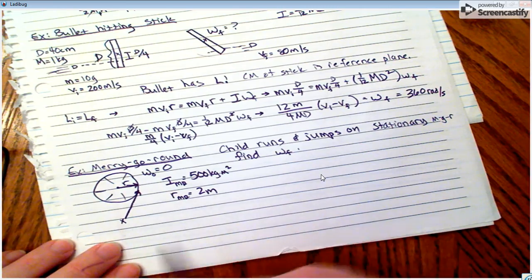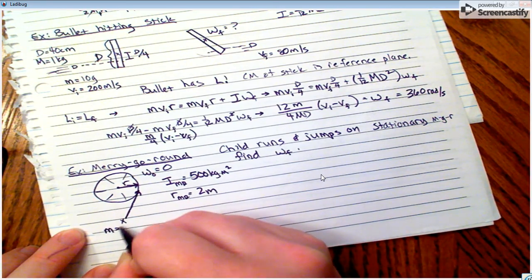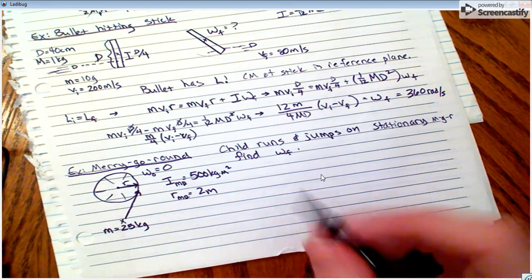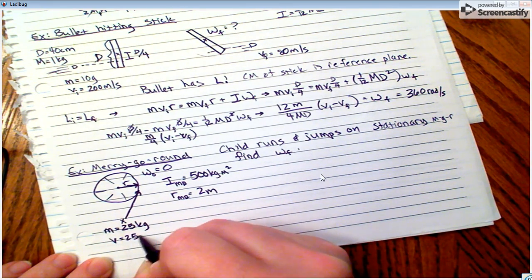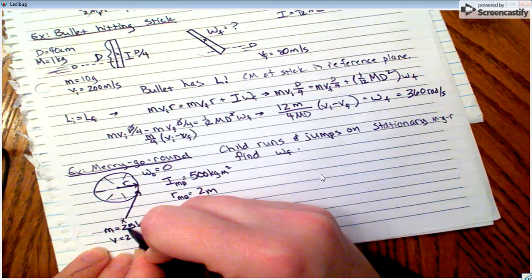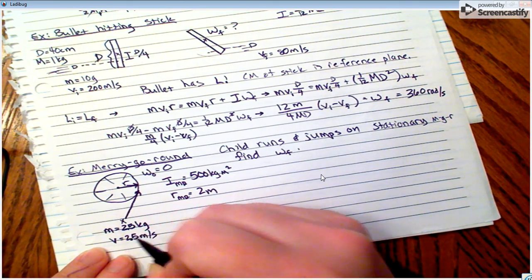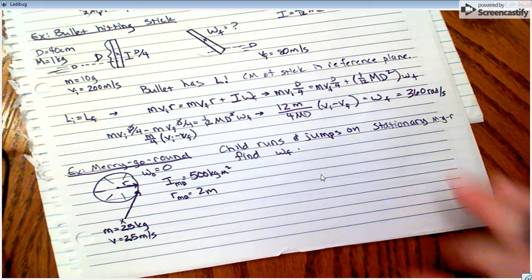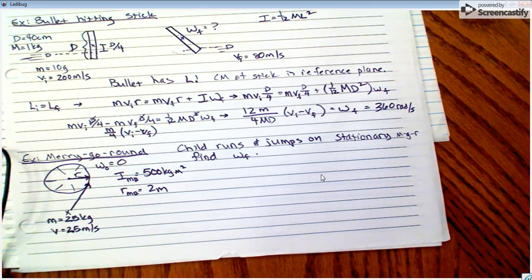And our kiddo over here has a mass of 25 kilograms. I don't know if that's a big kid or not. But he's running at 25 meters per second. I'm pretty sure that's exceedingly fast. Maybe I meant 2.5. That seems really fast. Yeah, let's make that 2.5 meters per second, 25 kilograms. All right, that's all the info. That's what you get. Now you need to set up conservation of momentum.